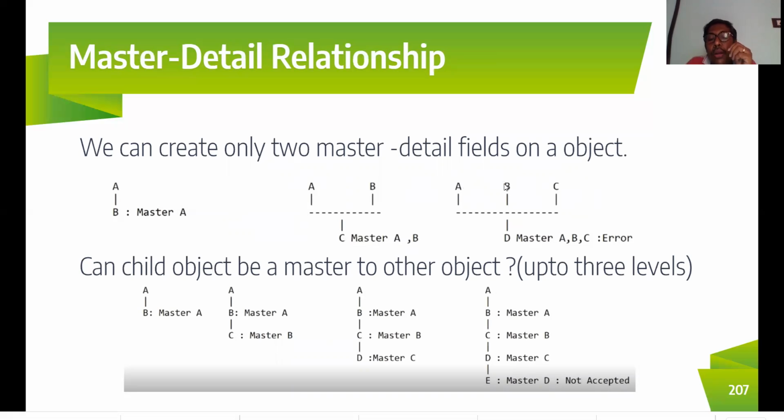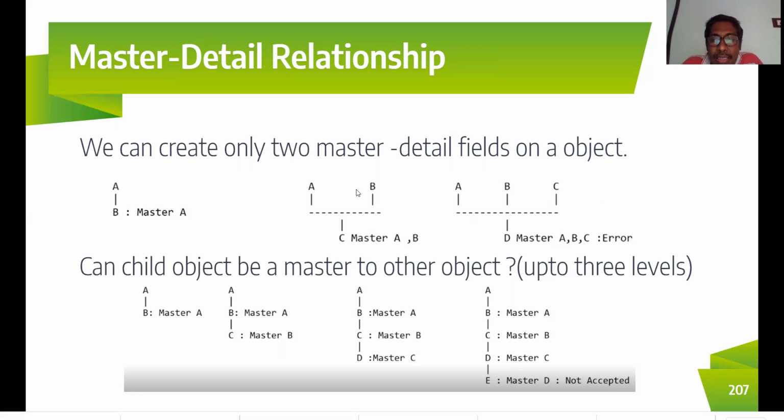Whereas here, we have A, B, C, and D. A, B, and C are going to be masters, and D is going to be the child record. There can be only two master detail fields, but here we have three master detail fields, so it is going to throw an error. You have to keep this in mind. How many fields can we have? This is an interview question. In case they ask how many master detail fields can be had in an object, you should be able to tell two fields, only two fields. Beyond that, it will throw an error.